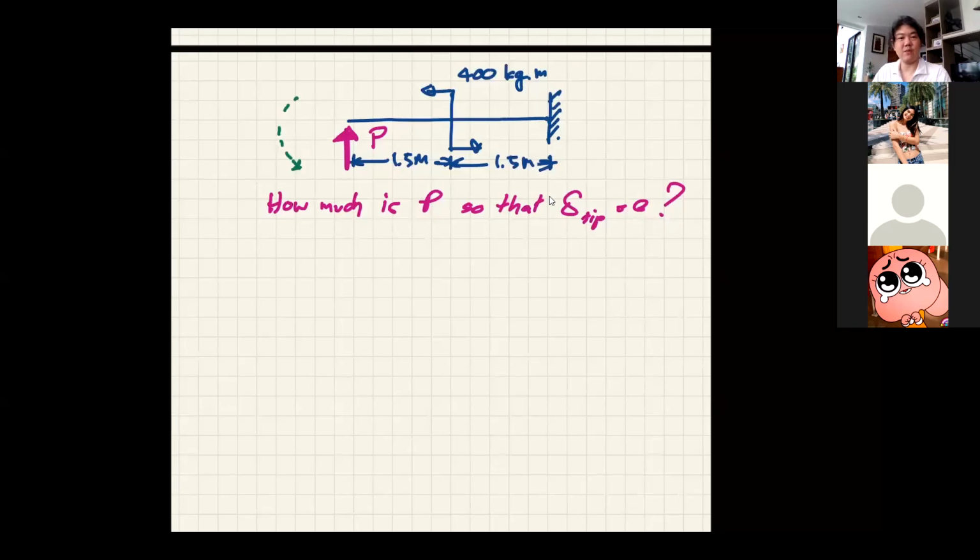No fish. So what would be the idea? If I want to know how much P it must be, so that the deflection at this particular point is 0. Delta here is 0. How much P do I need? How do I calculate that?